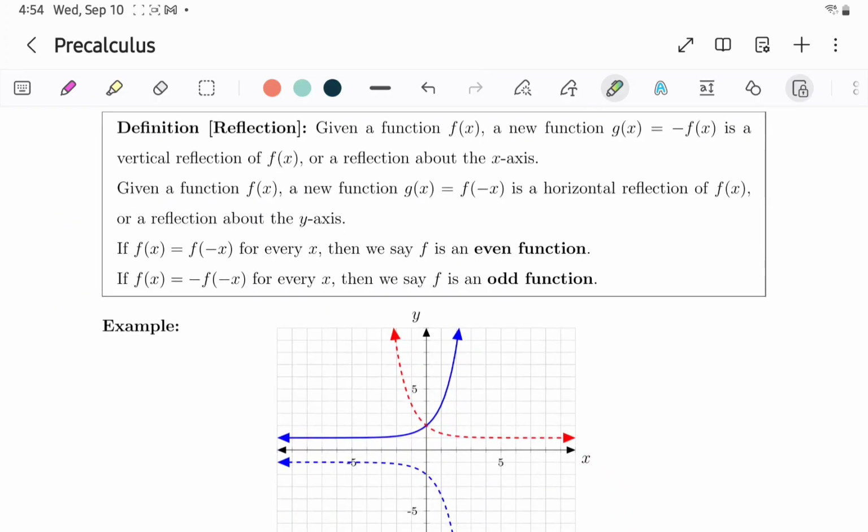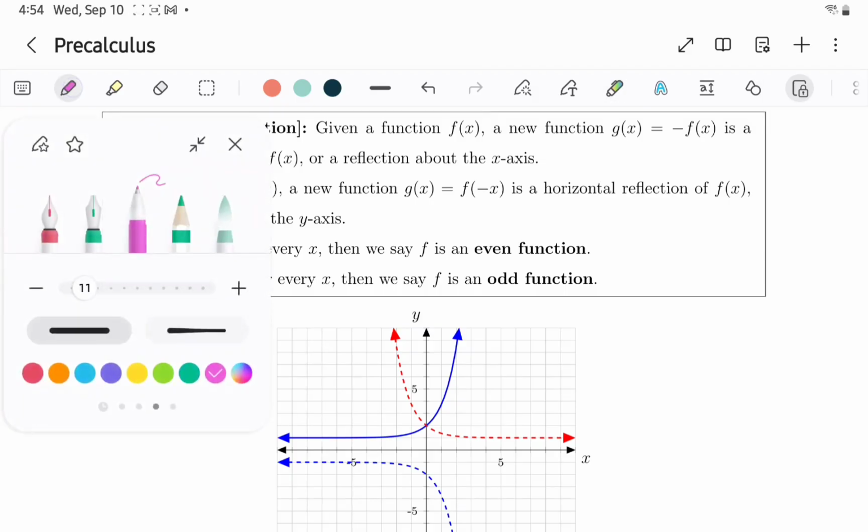And then another important thing to know here is that if f of x is equal to f of minus x for every x, then we say f is an even function. And if f of x is equal to minus f of minus x for every x, then we say f is an odd function. In other words, if minus f of x is equal to f of minus x, then f is an odd function. Okay, and we have some examples of the two different kinds of reflections here.